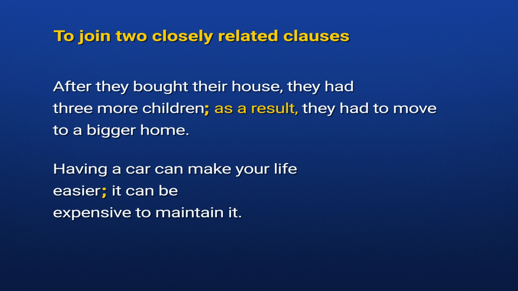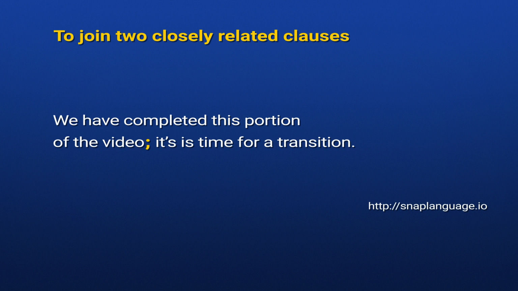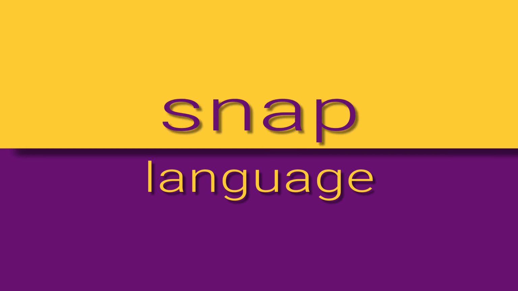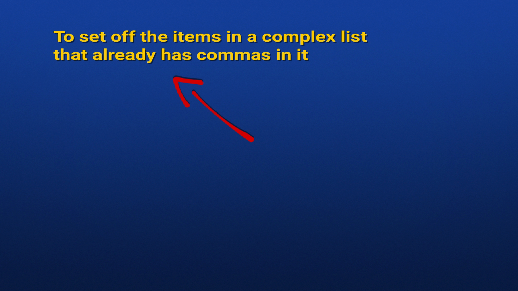Having a car can make your life easier; on the other hand, it can be expensive to maintain it. We have completed this portion of the video. Therefore, it's time for a transition. Remember how you can use semicolons to keep together chunks of ideas? So you can use a semicolon to set off items in a complex list that already has commas in it.